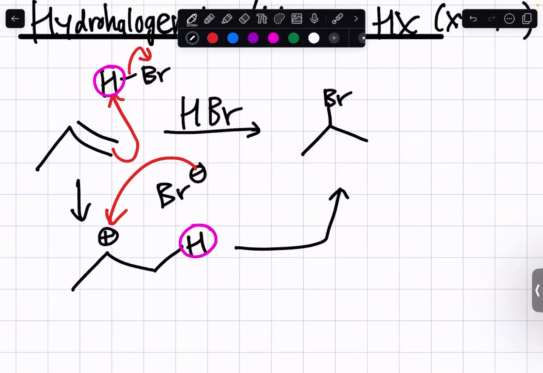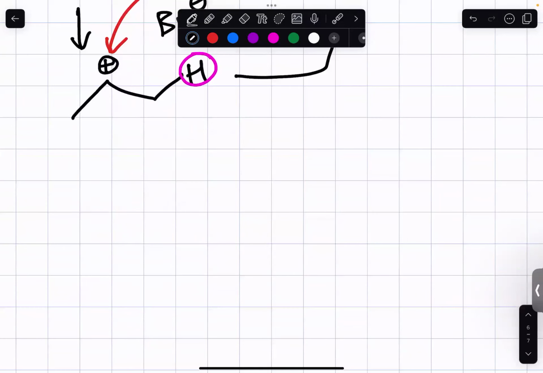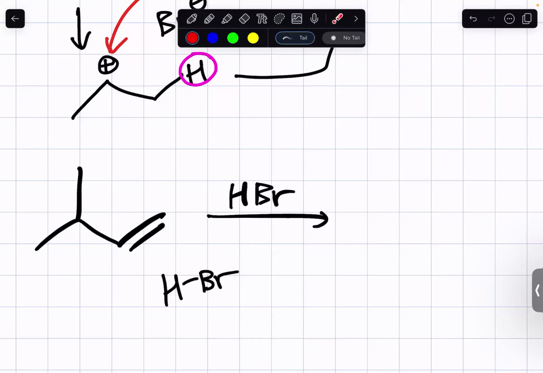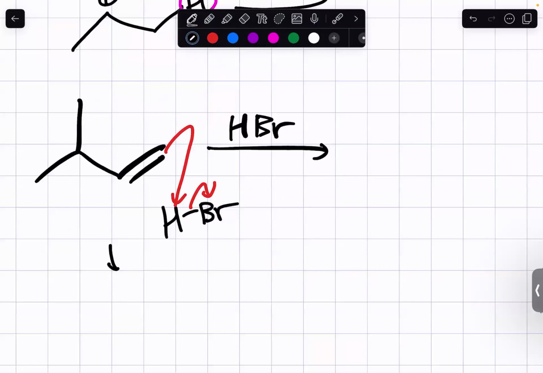So now it could get more complicated because let's say we have something like this here. What is going to happen first? The double bond attaches to the H, and then you get a bromine ion, right? And which carbon grabs the H? The end, because we want the middle to be secondary, the carbocation. We want the carbocation to be more stable, secondary, right?